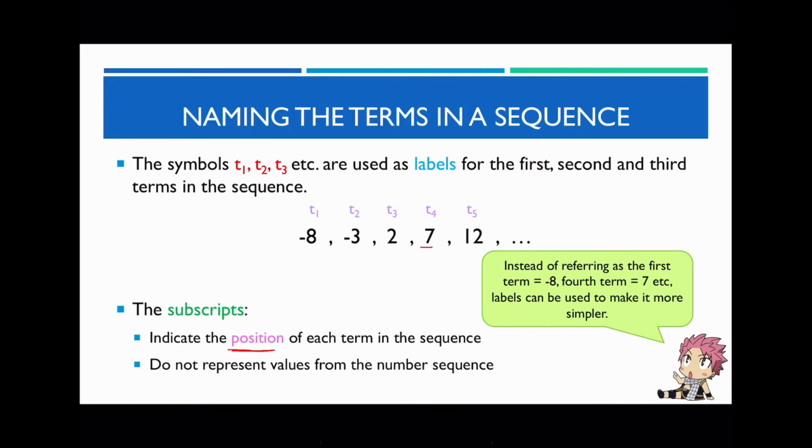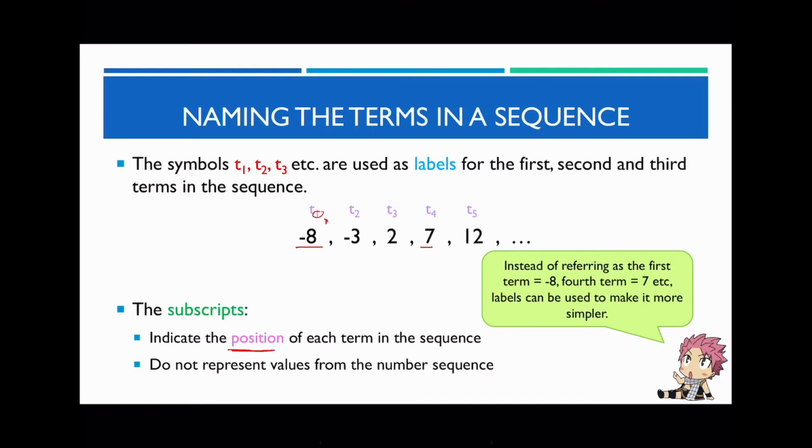A common mistake that students often make is thinking that the number 1 in this case represents the value of the first number in the sequence, but that's not the case at all. The number over here just means the first position within the sequence. It's not the first value, because we can see that the first value is equal to -8. So please make this distinction.